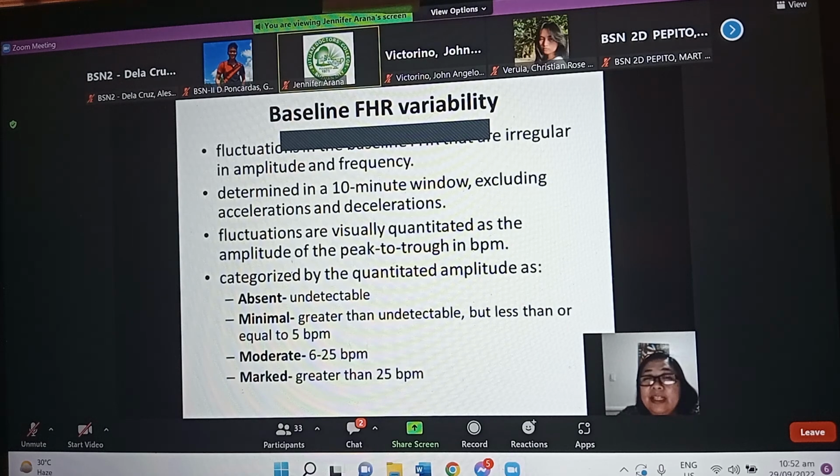The baseline fetal heart rate variability are fluctuations in the baseline fetal heart rate that are irregular in amplitude and frequency.